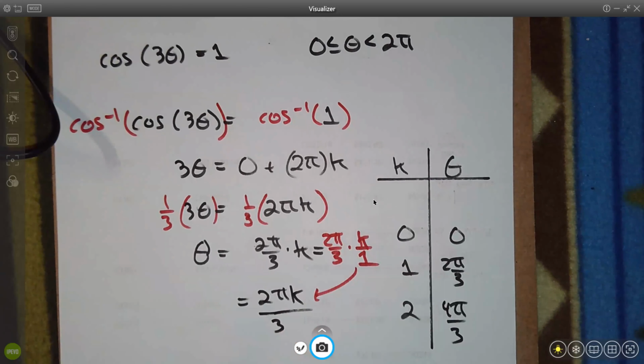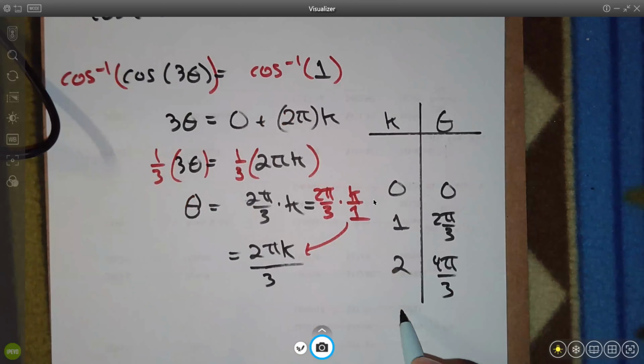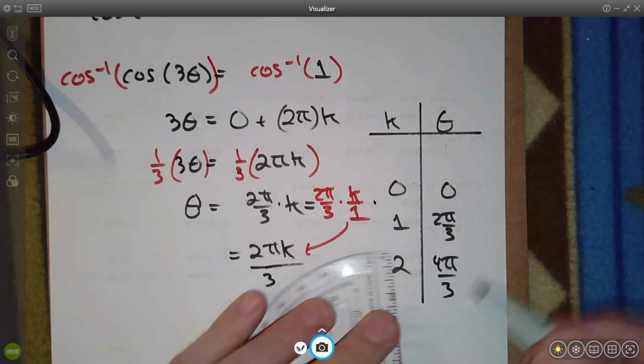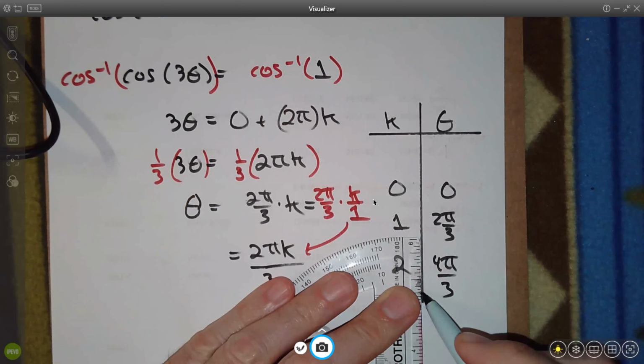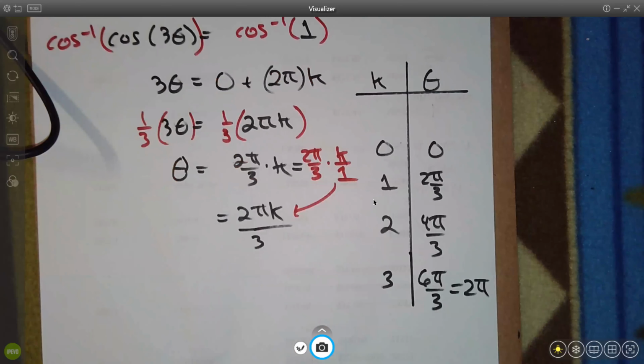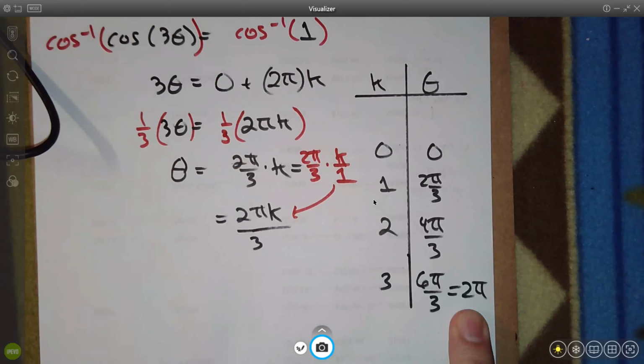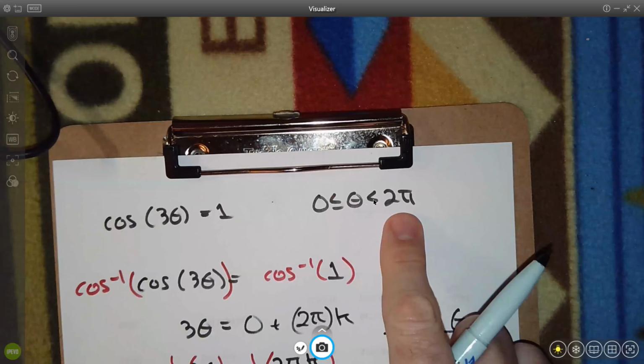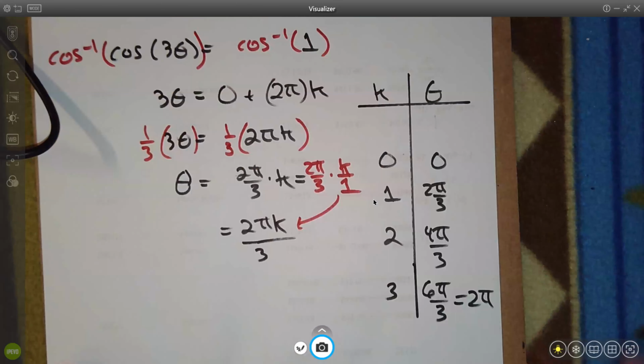Okay. Let's do one more here. What about if k equals 3? It'd be 2 pi times k, so 6 pi over 3. And you're right, you reduce that to 2 pi. Is that included as part of our solution? No, because we want theta to be between 0 and 2 pi. So these three are part of our solution.